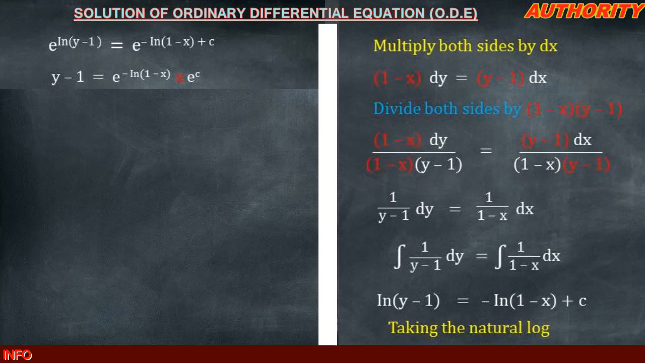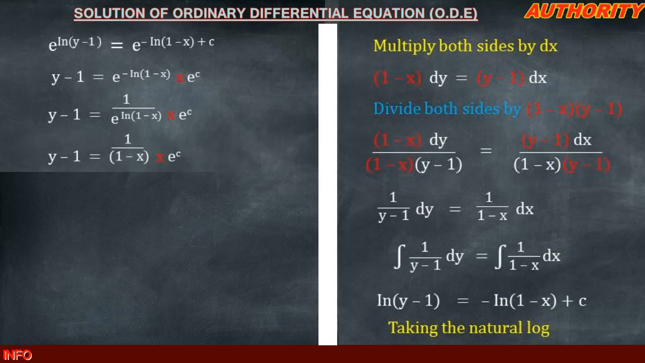Okay, good. Now in the right hand side, we have exponential of minus ln(1 minus x). So you know, this minus here is the same thing as saying 1 all over exponential ln(1 minus x). Then we still have times exponential c, right? Good. From this place, we've seen that from the law, when you have exponential ln x, it's going to give you x. So in the denominator, in the right hand side, where we have 1 all over exponential ln(1 minus x), this exponential and this ln will cancel out, right? Good. So we're going to be left with 1 all over 1 minus x, then multiplied by exponential c.